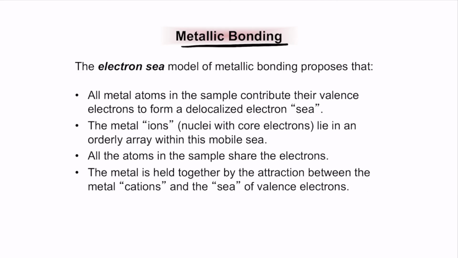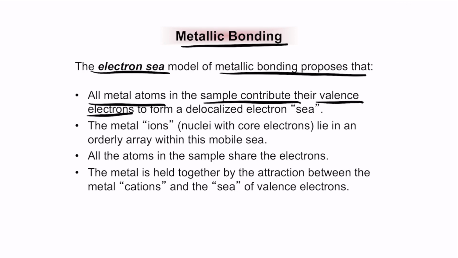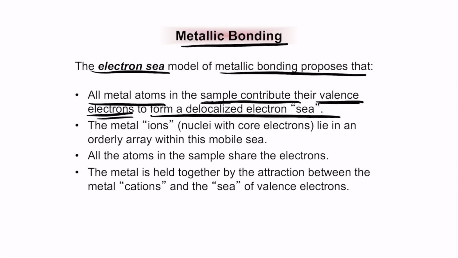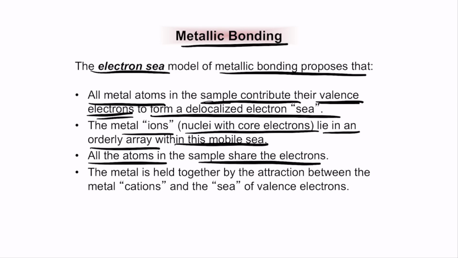Now, let's talk about the last type of bonding, which is metallic bonding. The electron sea model of metallic bonding proposes that all metal atoms in the sample contribute their valence electrons to form a delocalized electron sea. The metal ions, with their nuclei and core electrons, lie in an orderly array within this mobile sea. Remember that these are the ones that are inside the structure, and all of the atoms in the sample share the electrons. This is what we call the free electron theory of metallic bonds.